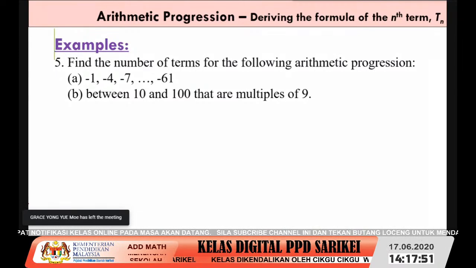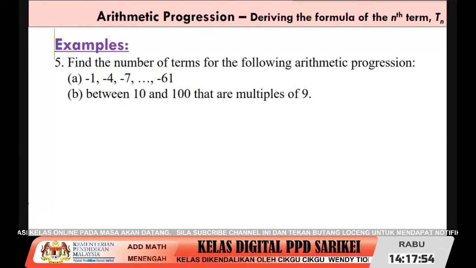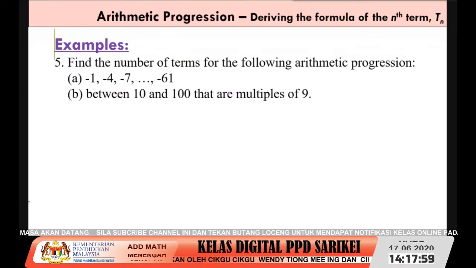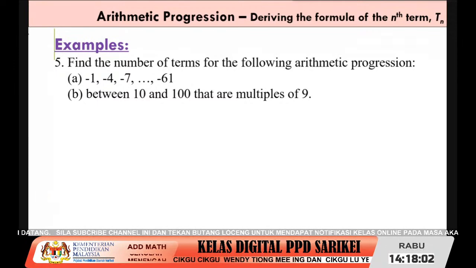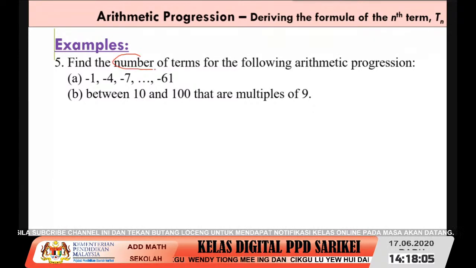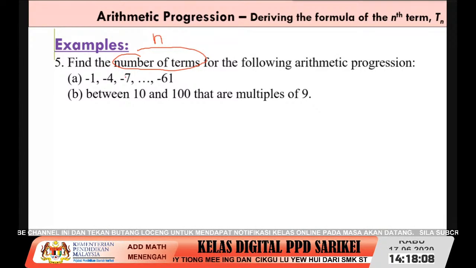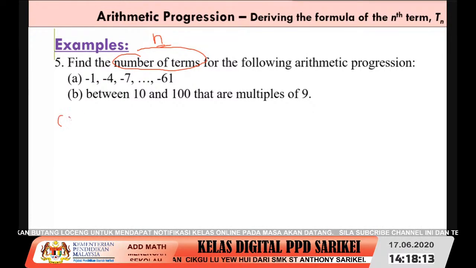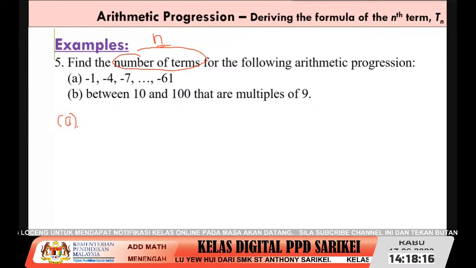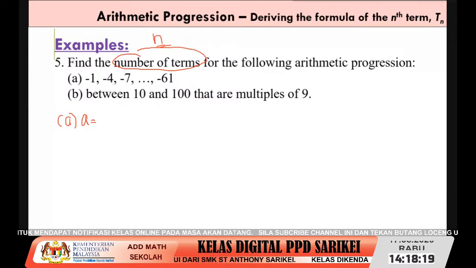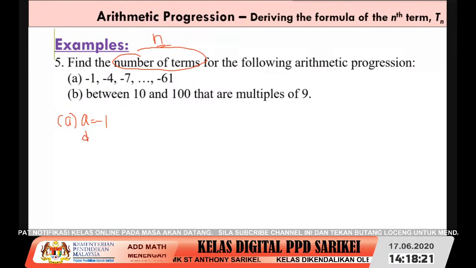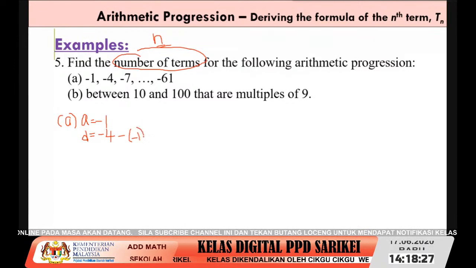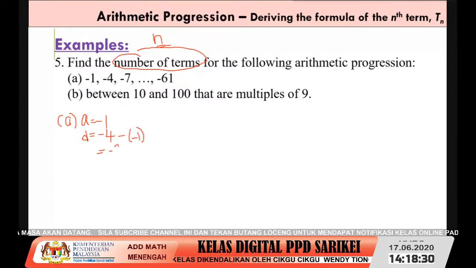Find the number of terms for the following arithmetic progression. So from -1 to -61, we got how many terms? Find the number of terms. So how we find this number of terms? So we go now. a, we have to find out a equal to -1. d equal to -4 minus -1 equal to -3.